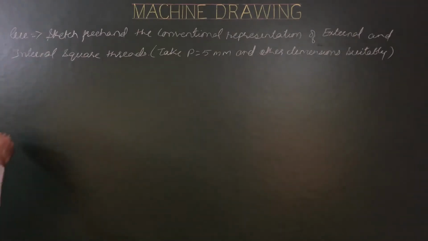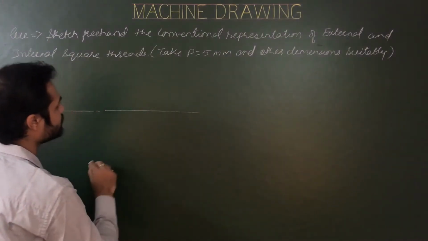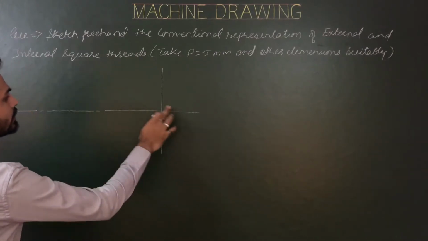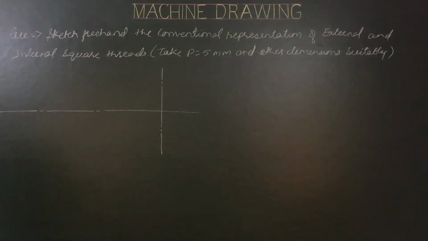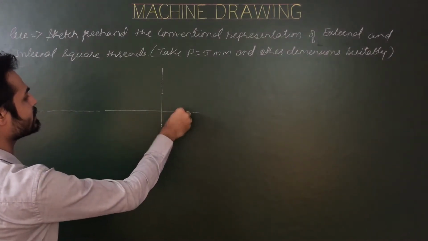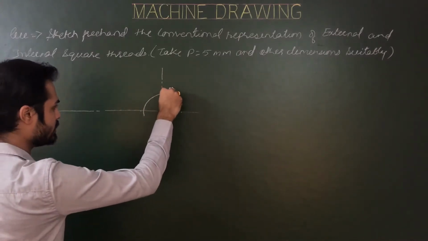First of all, draw reference line for both front view and side view. Then draw another line perpendicular to the first line. Now this is the center of the side view. Now we know that for representation of external thread, we have to draw two circles with dia 0.8 D and D. So draw two concentric circles with dia 0.8 D and D.